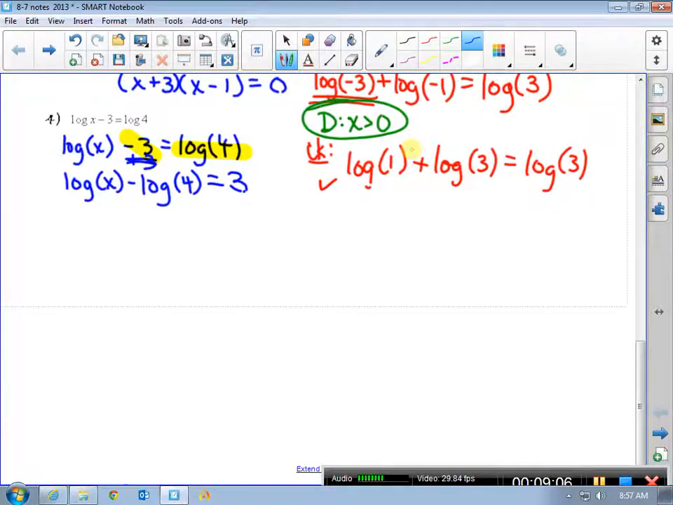Now I have 2 logarithms with subtraction. So what can we do? Condense them to a single log with division. Notice this time, we do not have a log on the other side. We do not have a log on the other side. So this is a very different question. What do you think we can do?